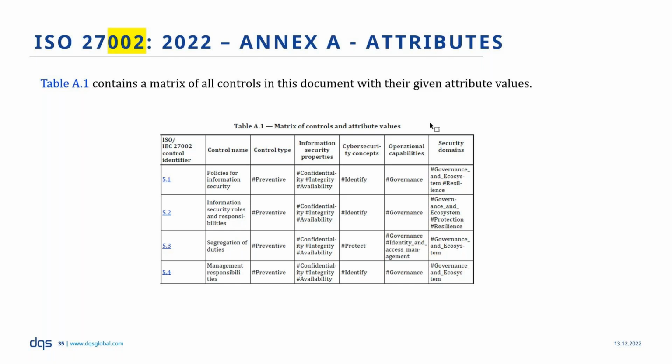The new addition of attributes is listed in table A.1 in the 27002 document. It addresses the meaning of attributes, how they can be assigned to various controls, and detailed descriptions on how they can be used for effective implementation and in the auditing process.